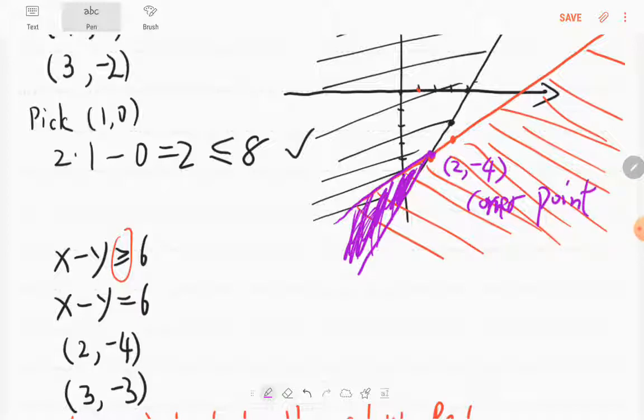And you see the region you can extend forever, right? So this side has no boundary. You can go forever. So this is unbounded.